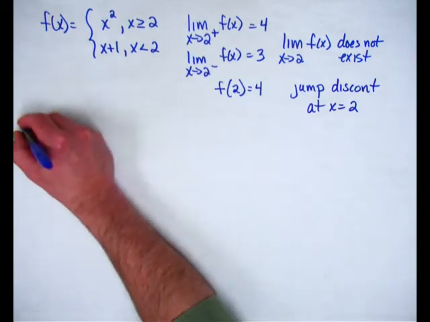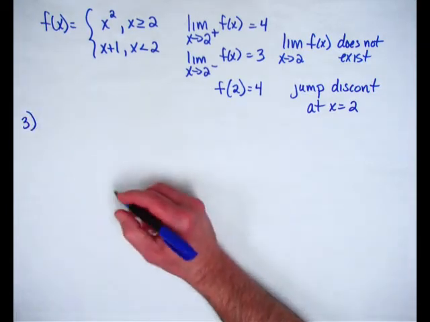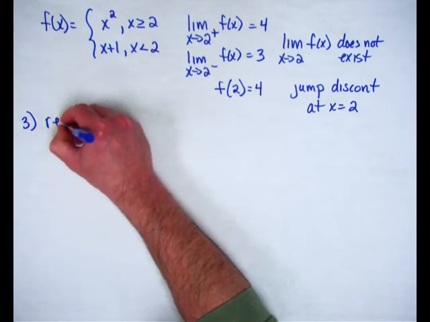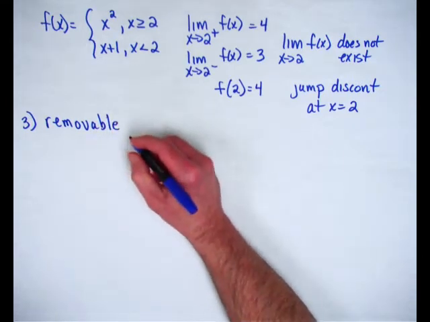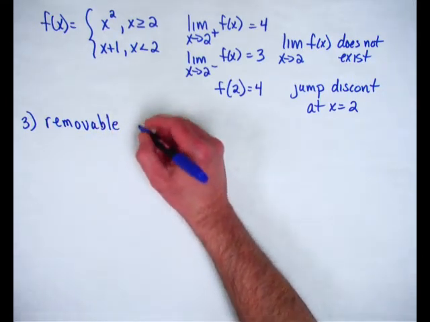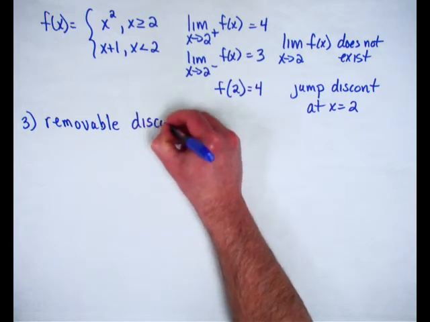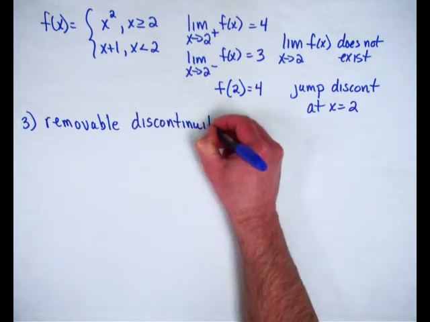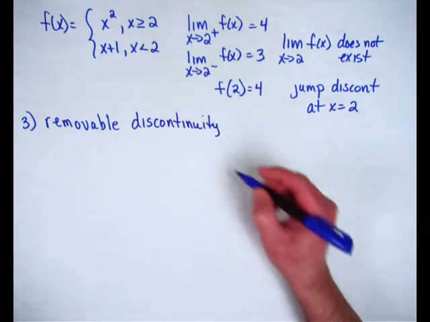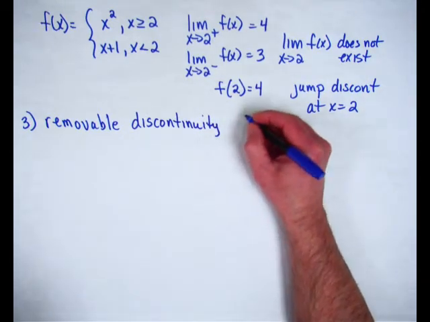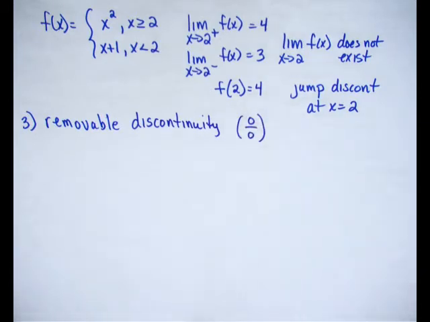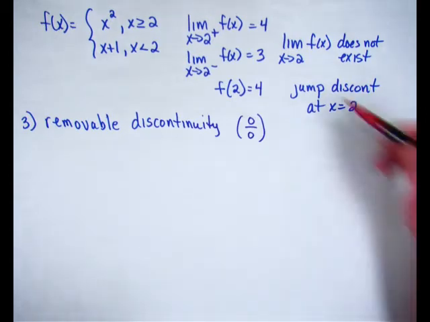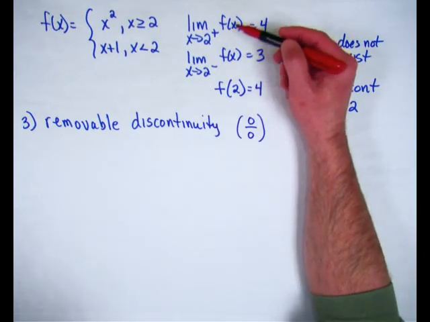Okay, our next type of discontinuity, and this is the one that's most important to us. This is the one that we're going to see when we get into the actual calculus part of the course, the one that we deal with all the time. This is called a removable discontinuity. Removable discontinuities occur whenever you have limits that are indeterminate. Whenever you have that 0 over 0 situation that we've seen so much of, you're going to have a removable discontinuity.